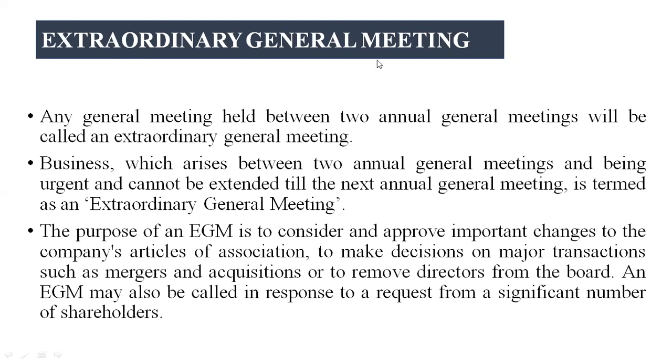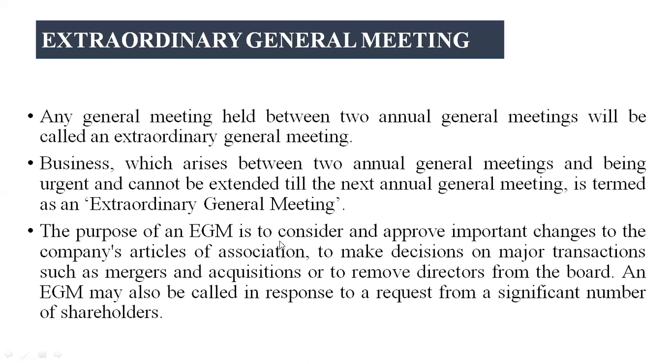A general meeting held between two AGMs. It means it is in between, say, the first year AGM and the second year AGM. Any general meeting held between two annual general meetings will be called an extraordinary general meeting. And business which arises between two annual general meetings, being urgent, cannot wait. They cannot be postponed till the next AGM, so the meeting is termed an extraordinary general meeting, right?